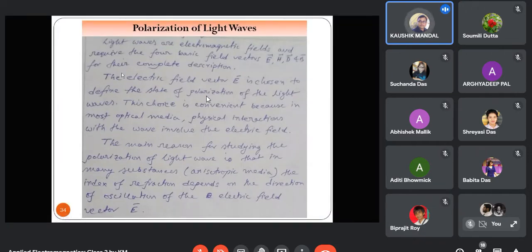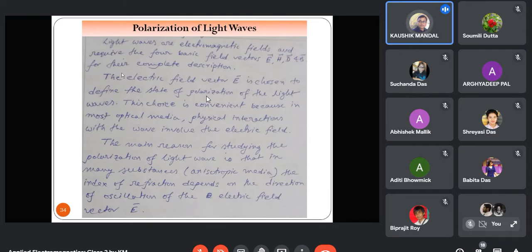So with the help of these four vectors, we can describe any electromagnetic wave, whether it is in an isotropic medium or in an anisotropic medium. Now out of these four vectors, only the E vector, that is the electric field vector, is considered to define the polarization of a light wave or electromagnetic wave.